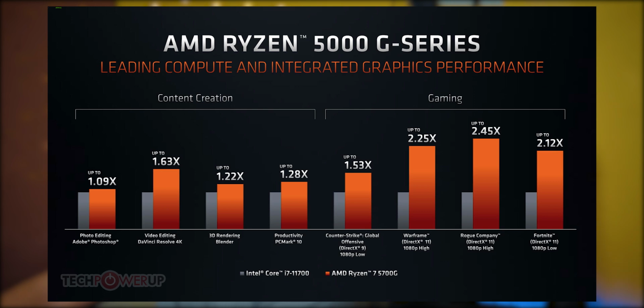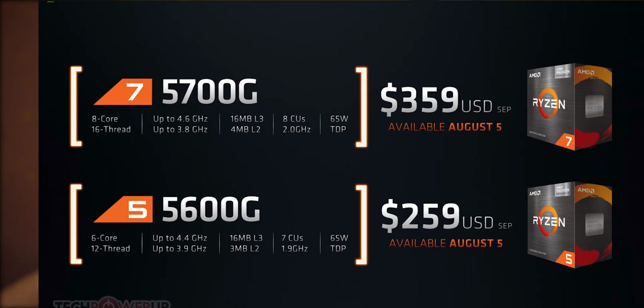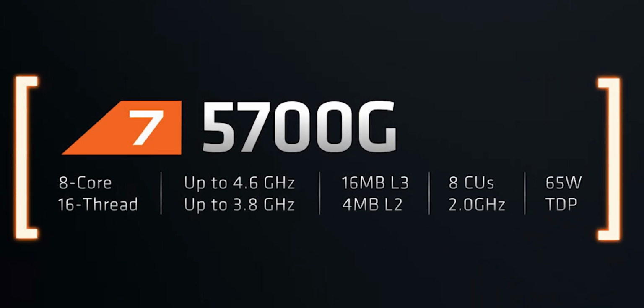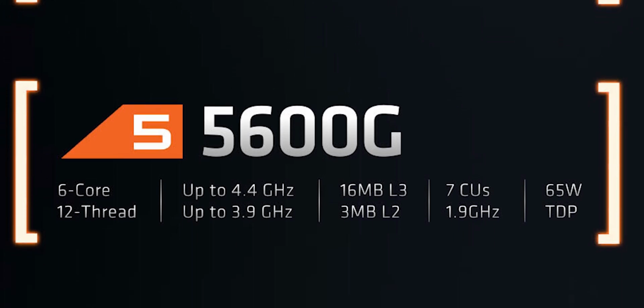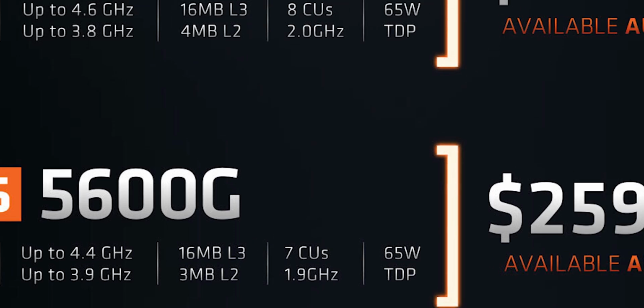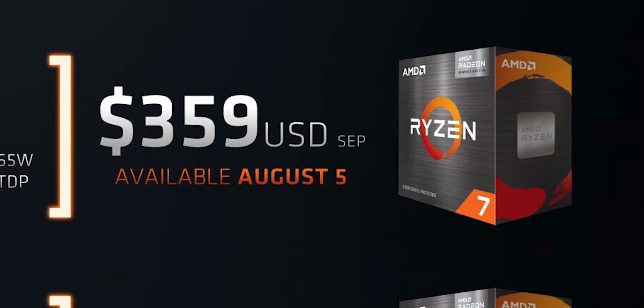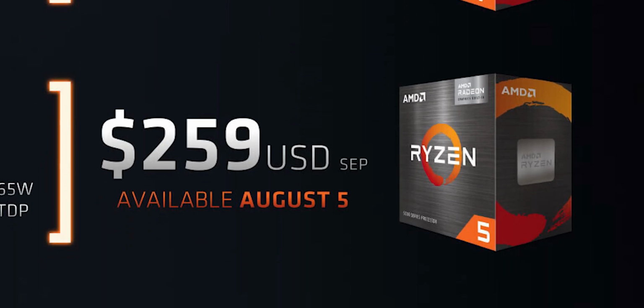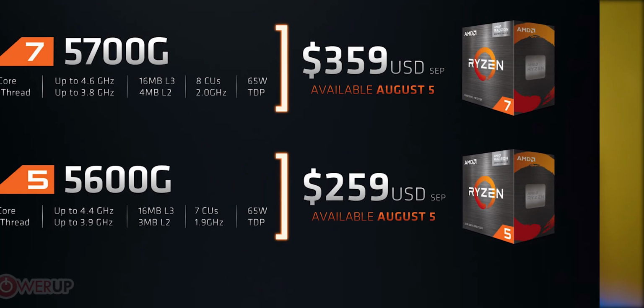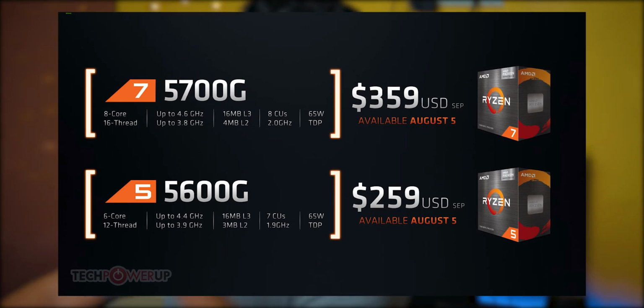And talking about specs, the 5700G has 8 cores 16 threads with 4.6 GHz of boost clock and 3.8 GHz of base clock, and the 5600G has 6 cores 12 threads with 4.4 GHz boost and 3.9 GHz base. Now the 5700G is coming at $359, and the 5600G is coming at $259. And as I said, they are going to be available in August, if you can get your hands on them.